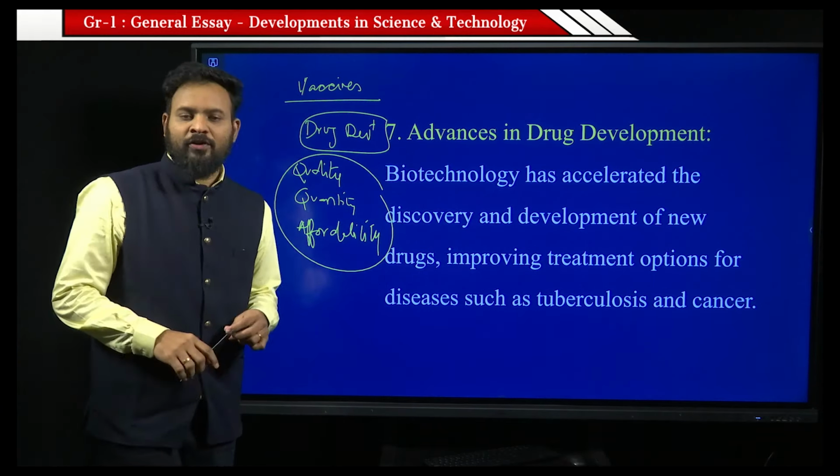So fewer side effects, better quality drugs. At the same time, you can produce more with the same time and effort. You can produce more quantity, and also at cheaper prices, increasing the affordability of these drugs. So advances in drug development is one important point in regard to how biotechnology is helping in healthcare. So, reduction in disease burden.